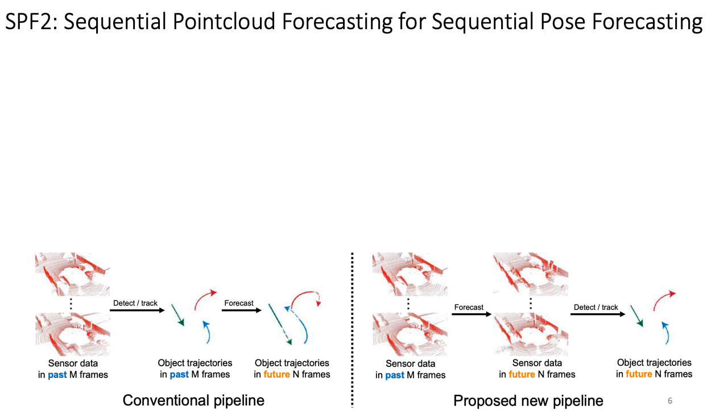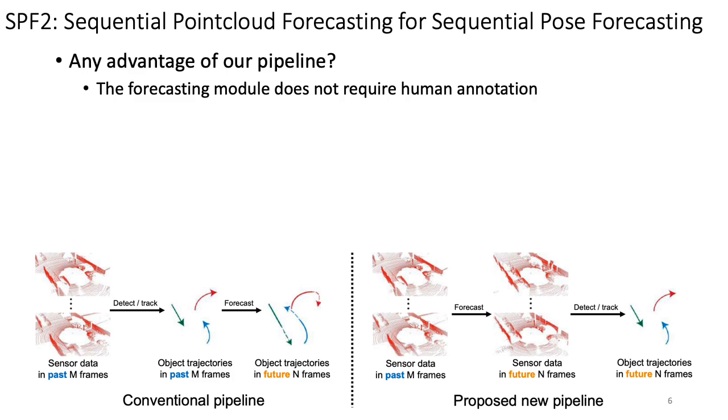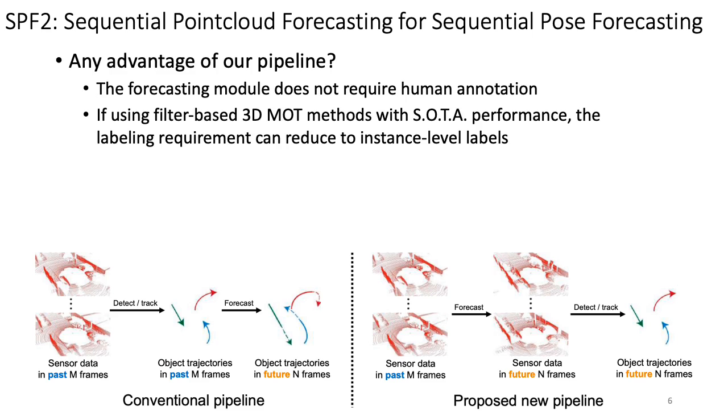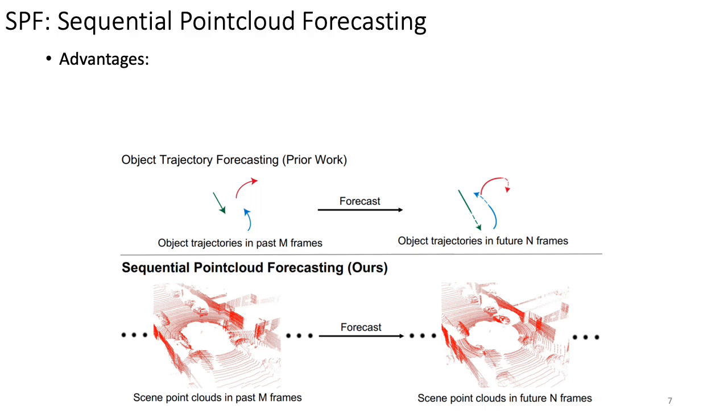Okay, we have talked about the differences. Is there any advantage of our pipeline? First, the SPF in our pipeline does not require any human annotation because the ground truth can be just point cloud data. Moreover, because there are strong Kalman filter-based 3D MOT methods which do not require training, we can use them in our pipeline and reduce the labeling requirements to instance-level object labels. In other words, we only need to train a 3D detector now, and sequence-level object labels are not required anymore, which significantly reduces the labeling requirements.